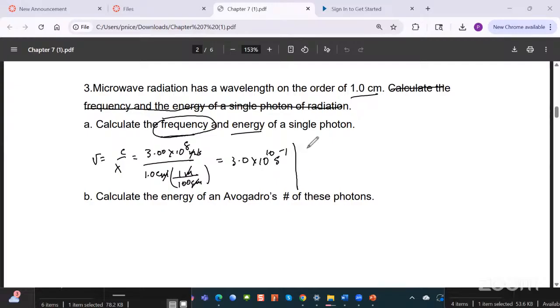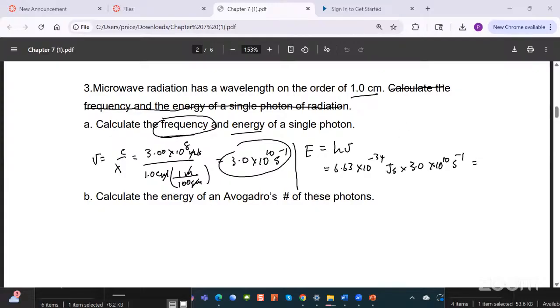And then for the energy part, that would be equal to h nu. We just made this formula, right? H is equal to 6.63 times 10 to the minus 34 joules second multiplied by the frequency, which we just calculated here, which is 3.0 times 10 to the 10 meters, I'm sorry, seconds to the minus 1. And let's see what that gives. So 3.0 times 10 to the 10 times 6.63 times 10 to the minus 34.